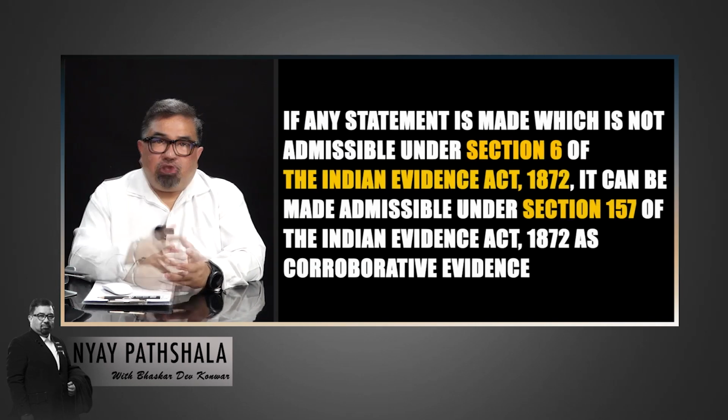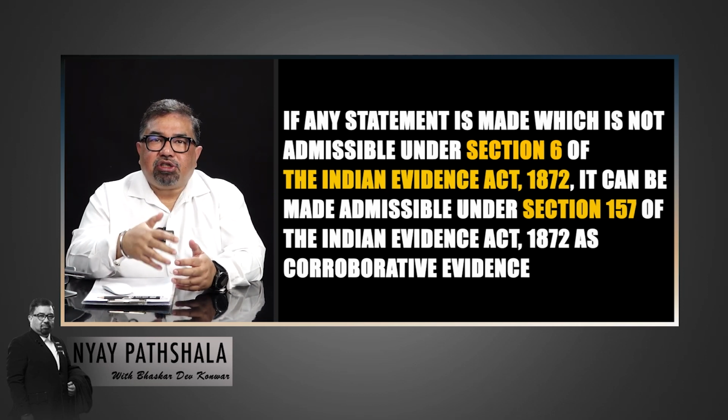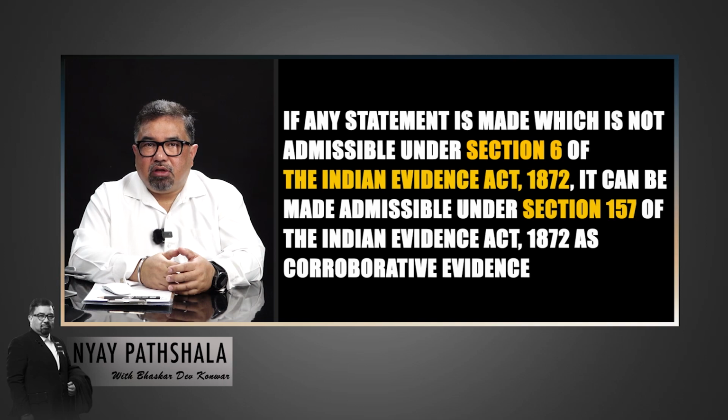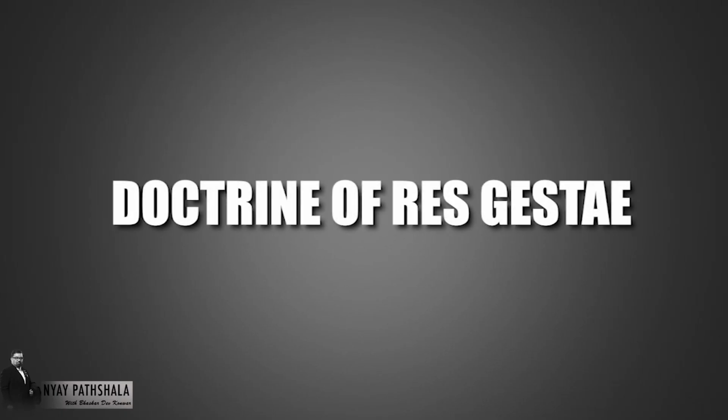If any statement is made which is not admissible under section 6 of the Indian Evidence Act 1872, what is the option left? In that case, it can be made admissible under section 157 of the Indian Evidence Act 1872 as corroborative evidence. When we discuss section 157, we will discuss it later on, but we should remember at this stage that if any particular statement is not admissible under section 6, it can still be admitted under section 157 as corroborative evidence. With these words, I conclude my lecture for today and hope to see you soon again.